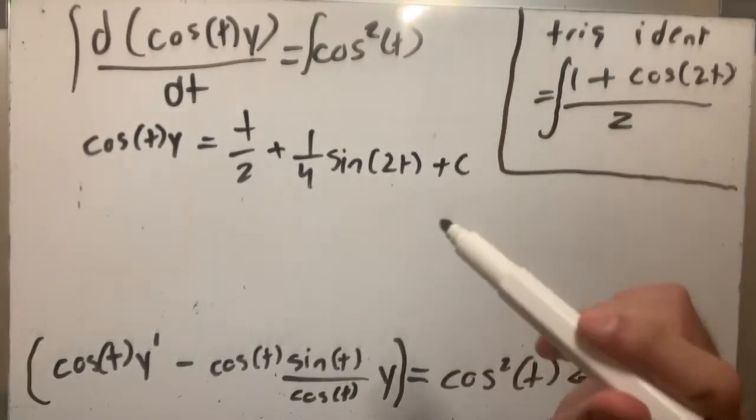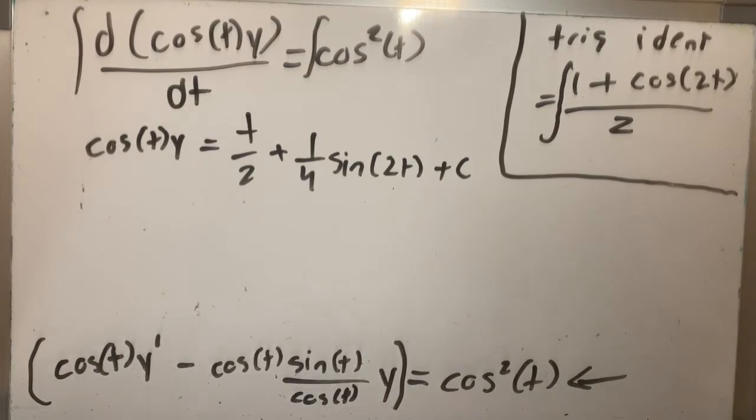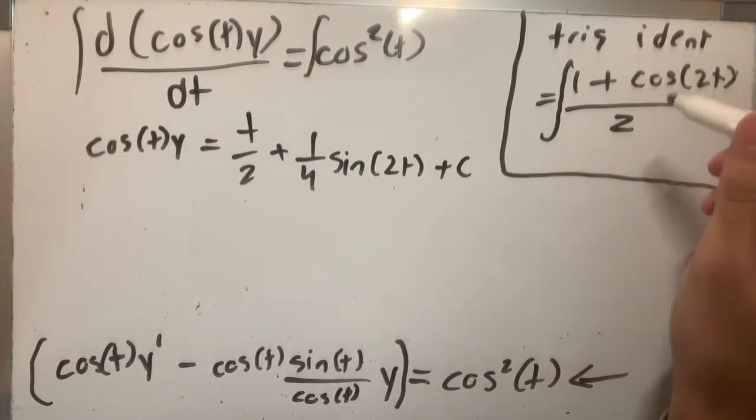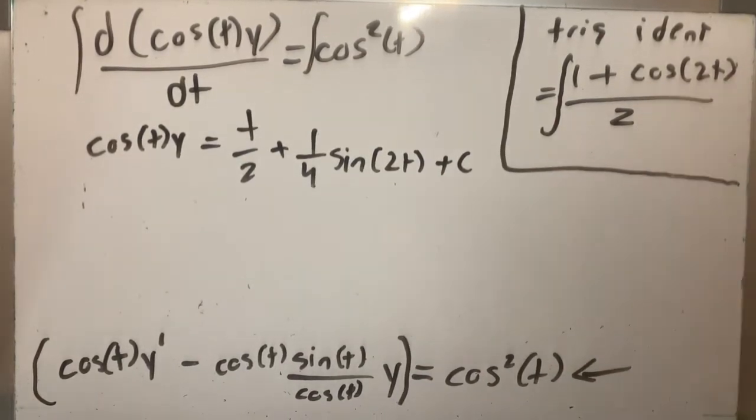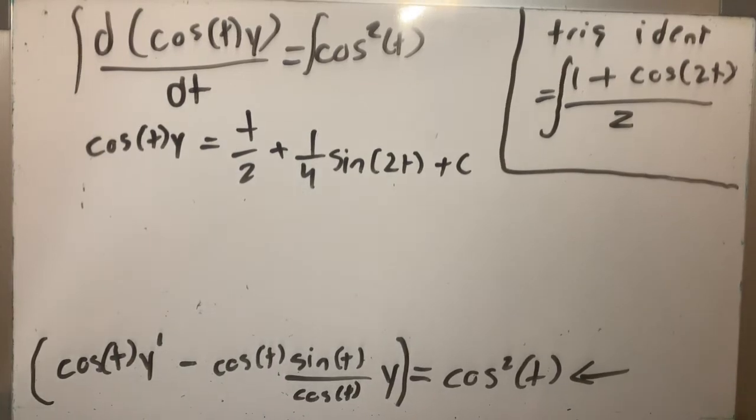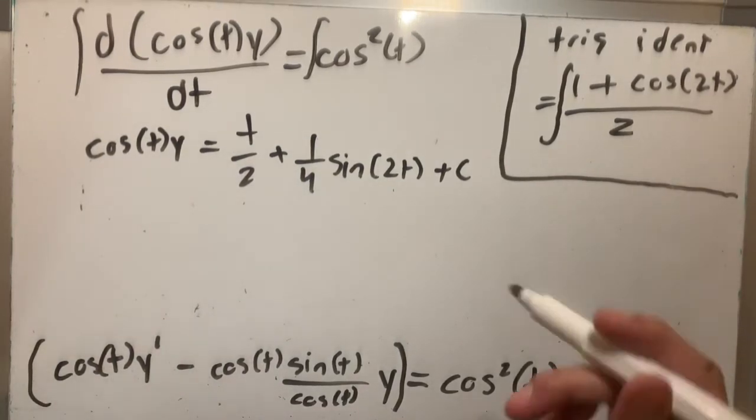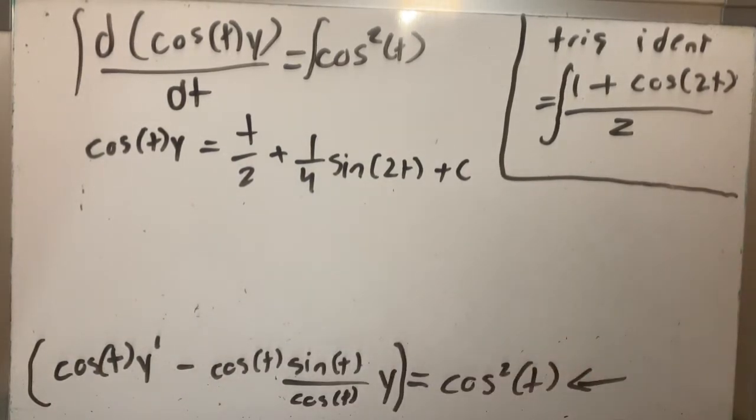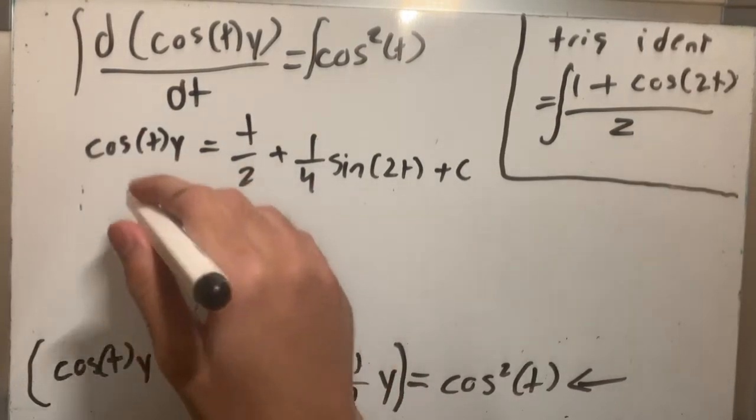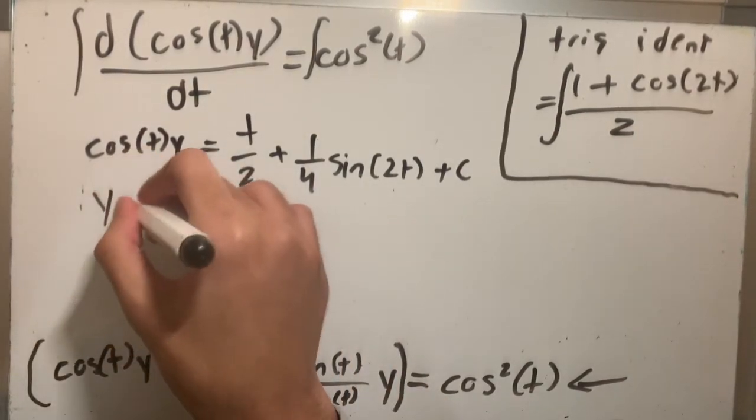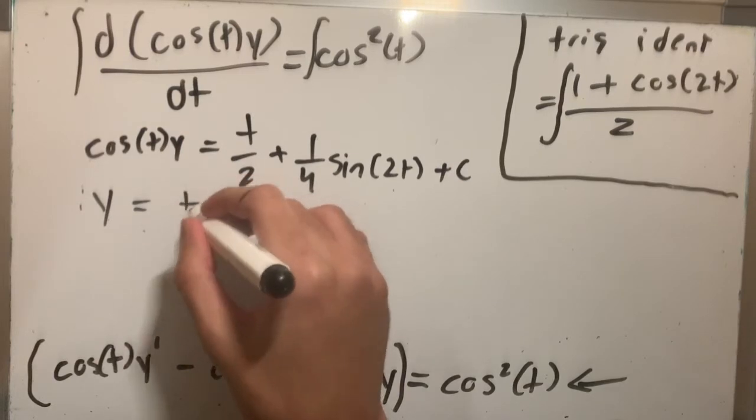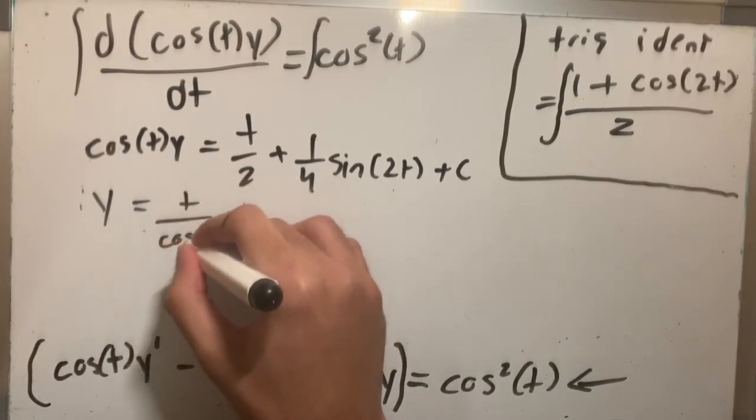And if you don't know how to find that integral, you'll probably have to know that for the exam. If you don't know how to do it, I'll probably recap it at the end, I don't know. But for now, you just have to know how to do it. Once you found that, you want to isolate y in order to find y, because that's what we're solving for in the first place. Divide everything by cos t.